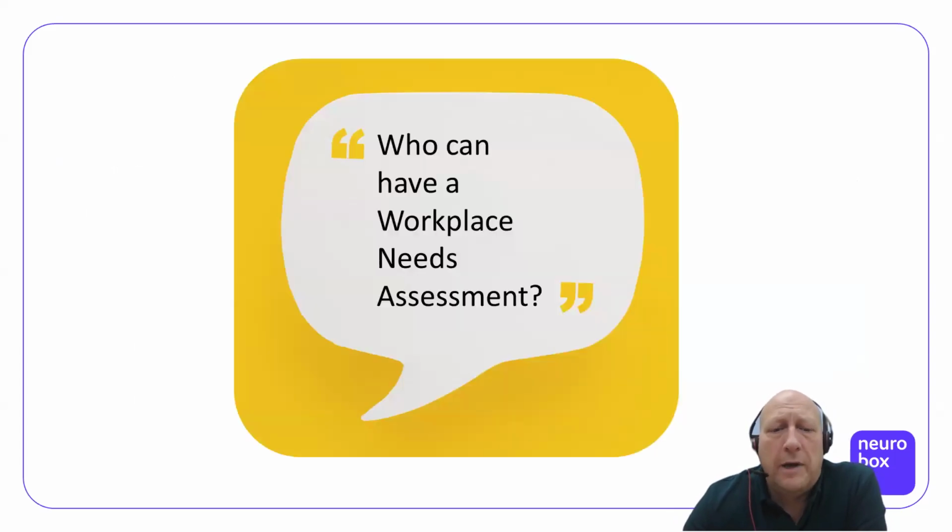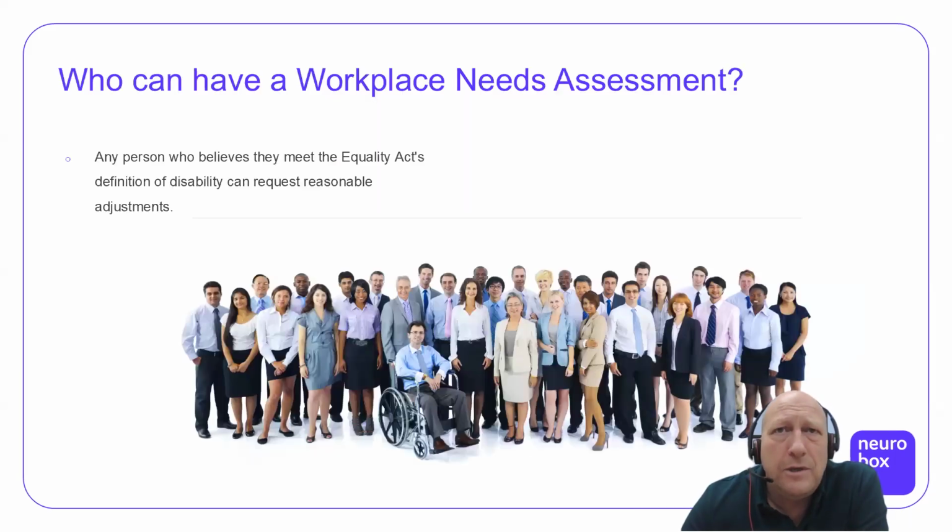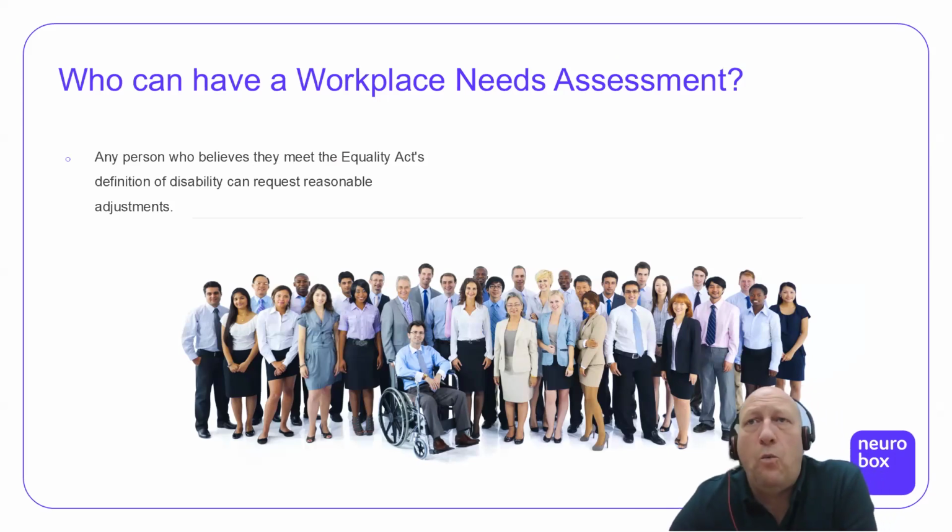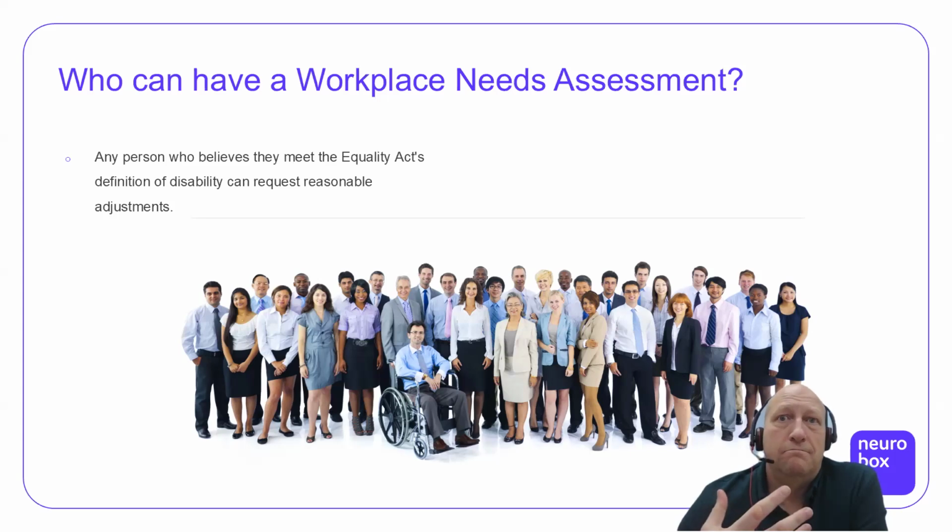Who can have a workplace needs assessment? Absolutely anybody who believes they meet the Equality Act's definition of disability can request reasonable adjustments. Okay. Now, whether or not the employee and the employer feel a workplace needs assessment is necessary is a conversation to have. It may well be that, as the employee, you know exactly what you need in order to be able to do your role, in which case probably a workplace needs assessment isn't needed.